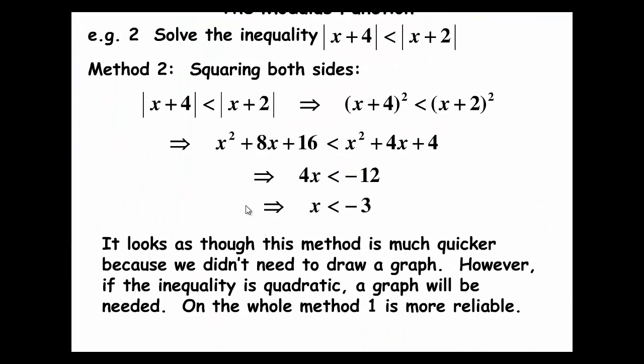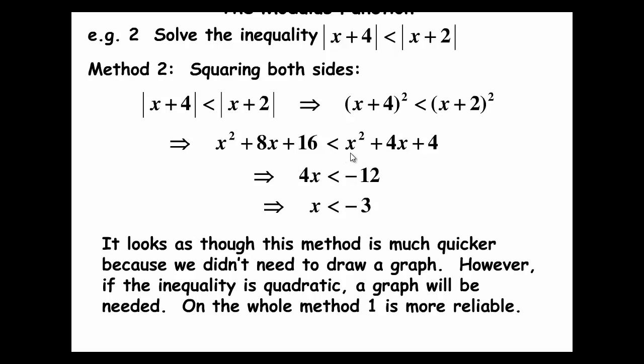If we use the second method, we square both of these terms, ignoring the modulus. So we go from the modulus of x plus 4 is less than the modulus of x plus 2 to x plus 4 all squared is less than x plus 2 all squared. Looks a bit horrible, but actually when you square out and start taking terms over, you'll see it simplifies quite nicely.